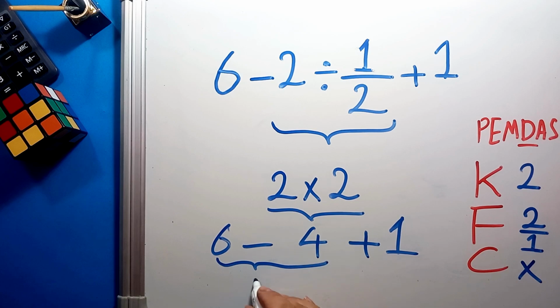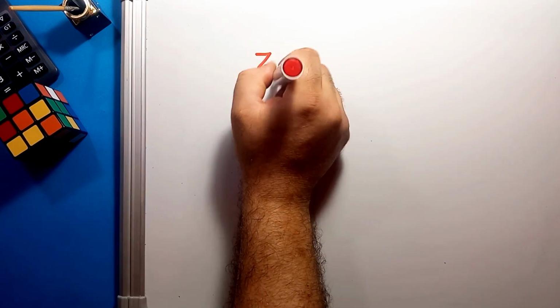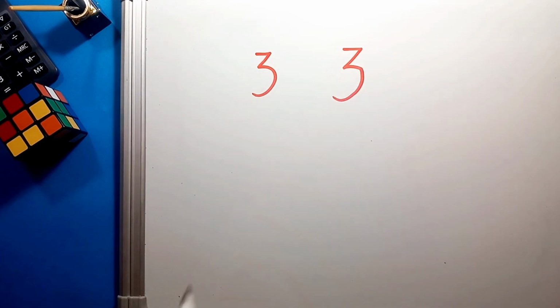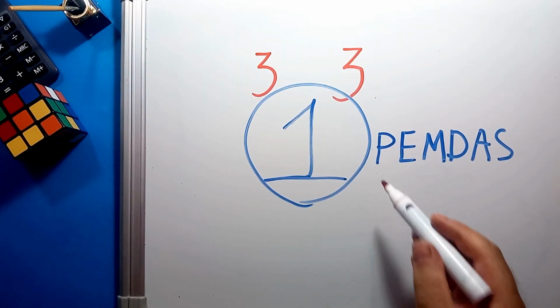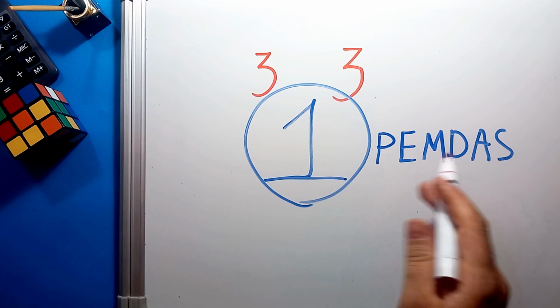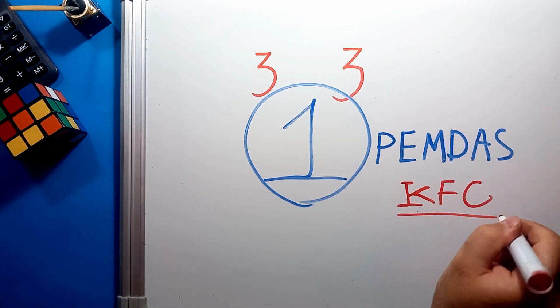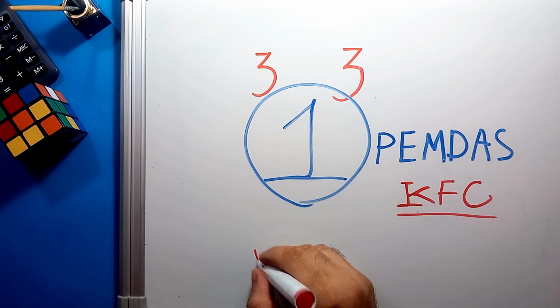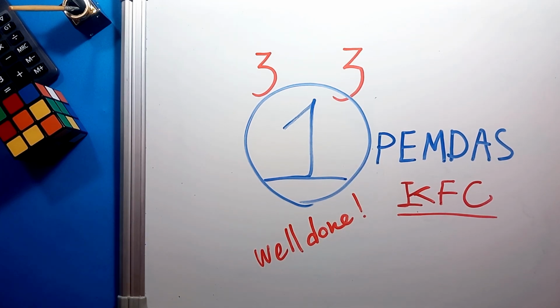6 minus 4 equals 2. 2 plus 1 equals 3. So the correct answer is 3. 3 problems, 3 different traps, 1 solution. Follow PEMDAS carefully, and when fractions appear in division, remember KFC. Keep, flip, change. If you got all 3 correct, well done. And if one of them caught you off guard, that's exactly how you learn.